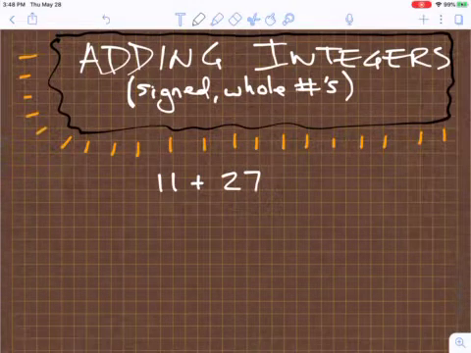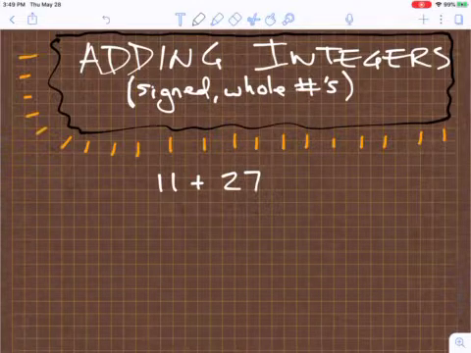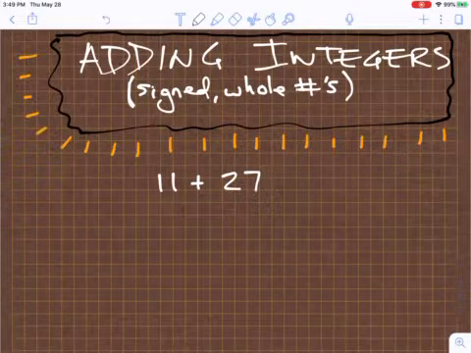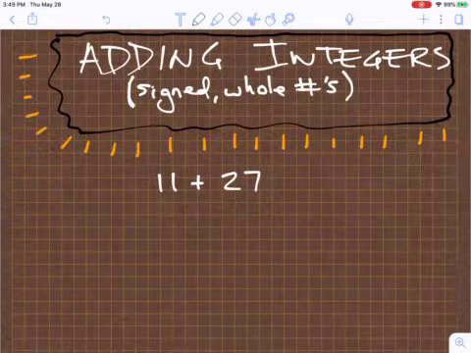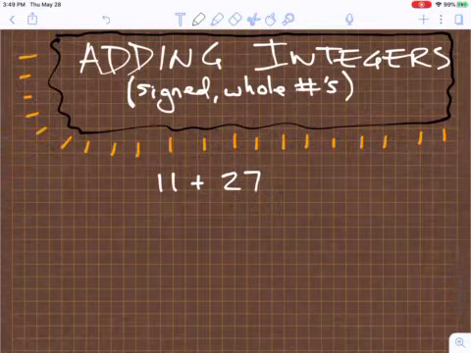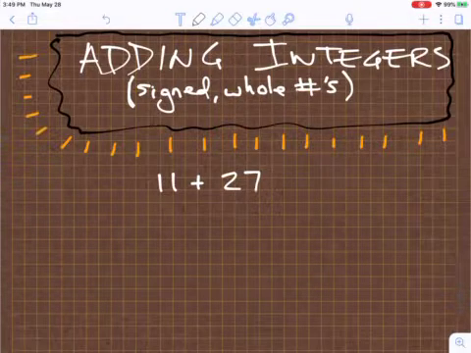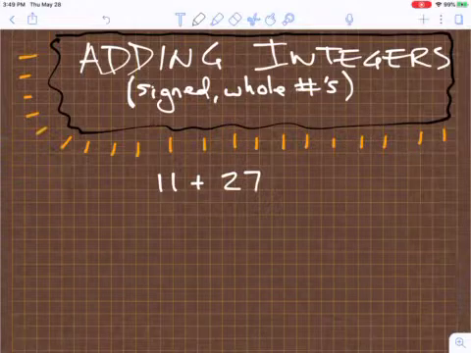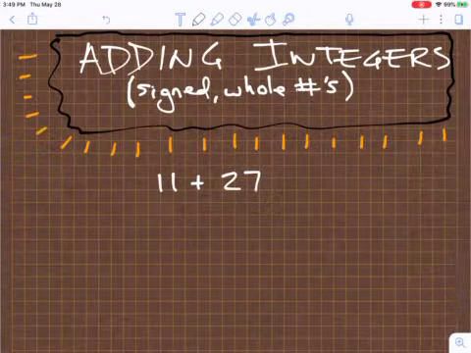Okay, so for part of my quarantine video series, I thought it would be a good idea to talk about how to work with integers. When we talk about integers, what we mean is what you probably grew up thinking of as whole numbers. So numbers that aren't fractions, they aren't decimals.